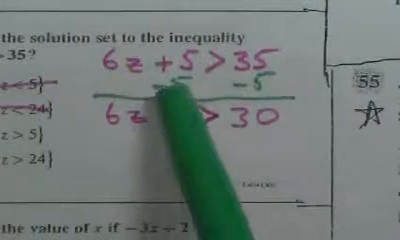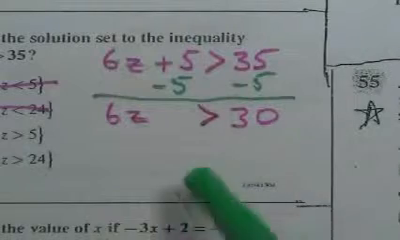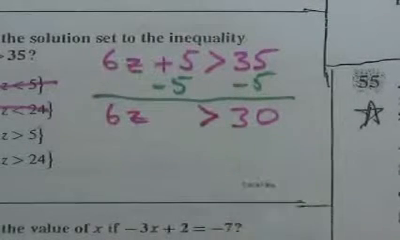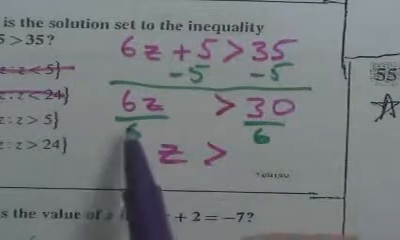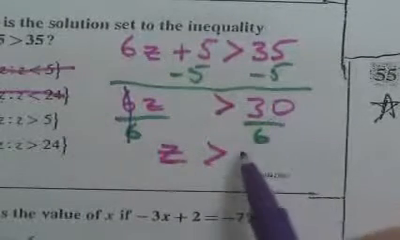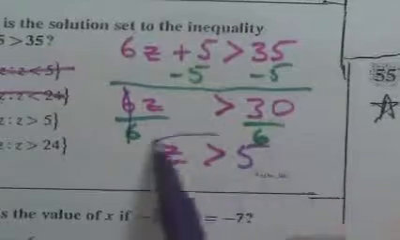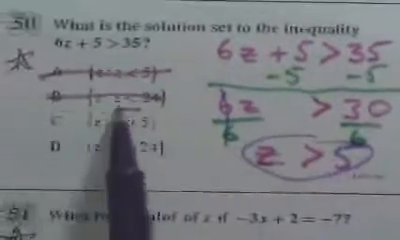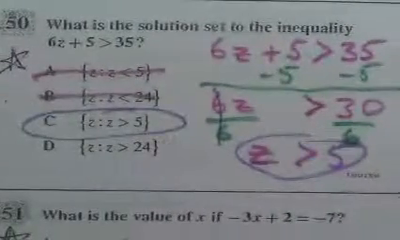Okay, my first step is to subtract 5 on both sides, and that gives me 6z greater than 30. Then I divide by 6 to get the letter by itself. 30 divided by 6 is 5. So the answer is letter C.